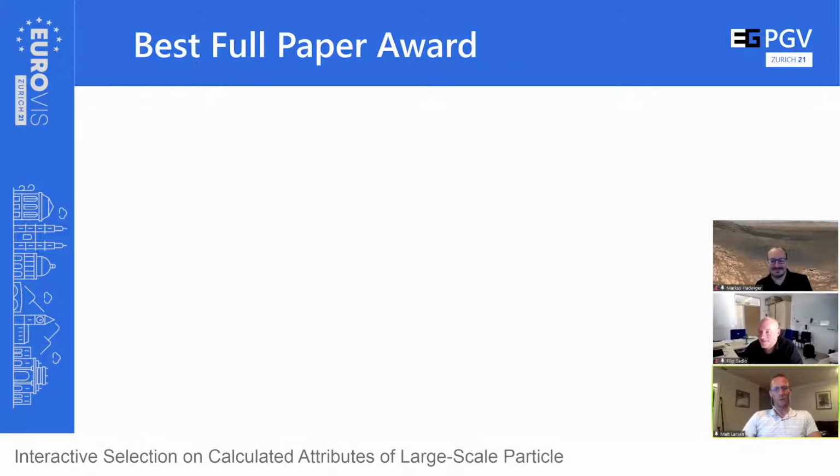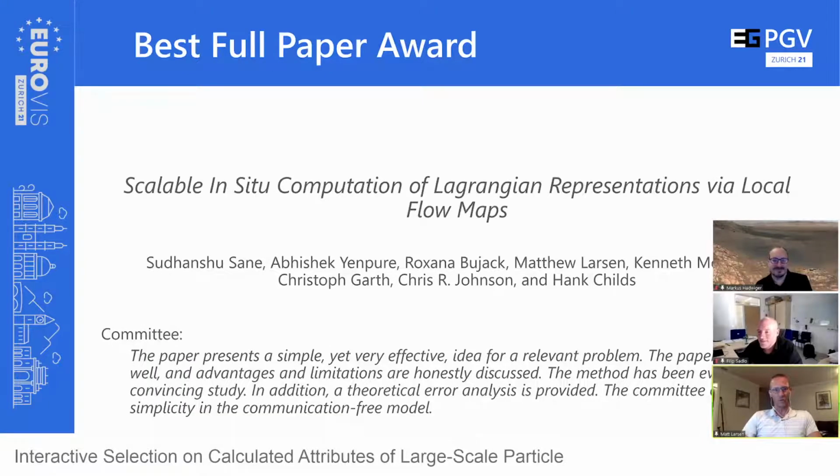And so our best full paper award now. The best full paper award goes to Sudhanshu Sane and all of the numerous authors for scalable in situ computation of Lagrangian representations via local flow maps. The committee was impressed with the simplicity of the communication-free approach. It was a well-written paper and provided a thorough analysis and a theoretical error analysis as well. So congratulations, Sudhanshu.